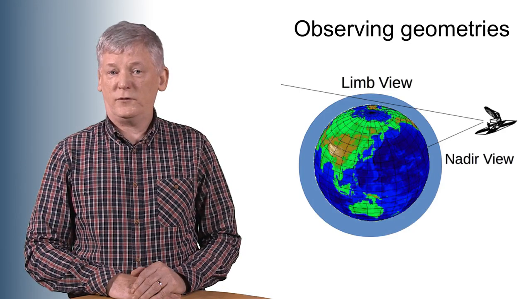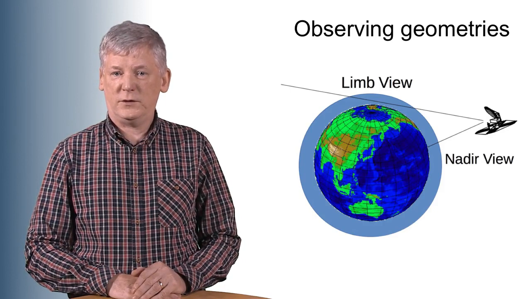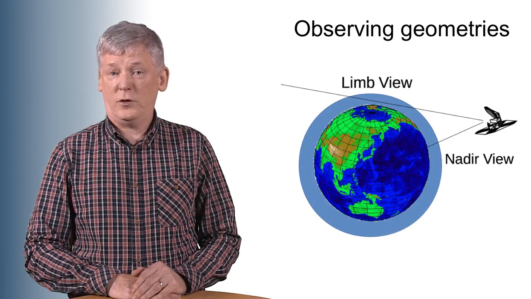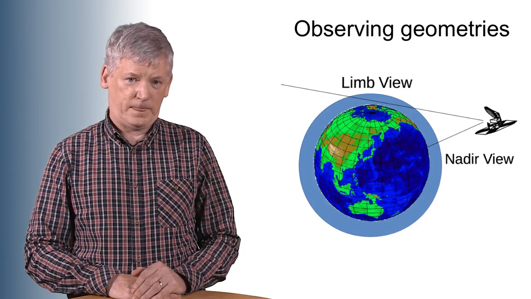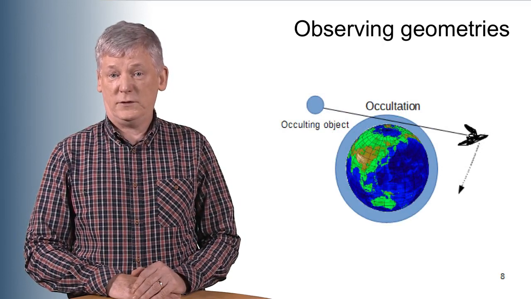To achieve vertically resolved information about, say, an atmospheric gas, limb viewing geometry can be used. In this geometry, the line of sight of the instrument is often swept up and down through the atmosphere by moving a mirror or the satellite itself. Another geometry that gives good vertical resolution is occultation.